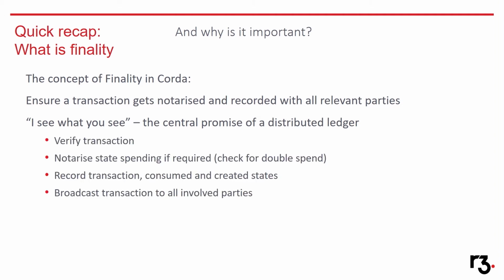And the steps are that we verify the transaction, i.e. we check its invariants and that it's all correct. Then we send it off to the notary to have it notarized if that's required, i.e. if we consume any states, the notary checks that it's not double spent. If that succeeds, the transaction needs to be recorded on the node, and all the consumed and created states need to be recorded as such. And then it gets sent out to the list of involved parties, so everyone has the same state of the ledger with regard to this transaction.